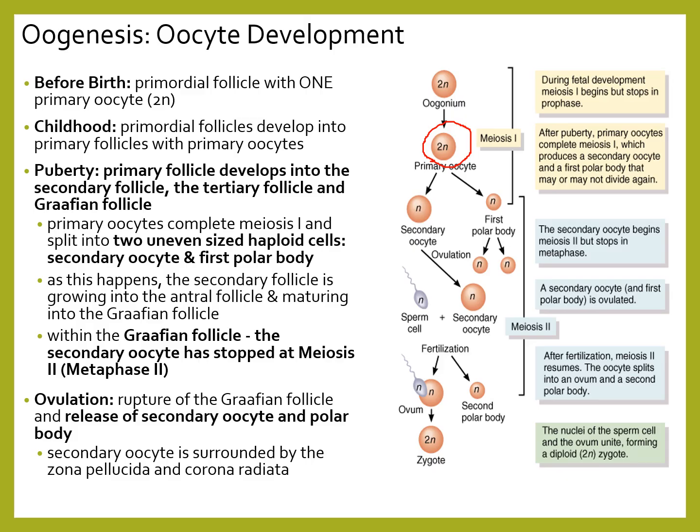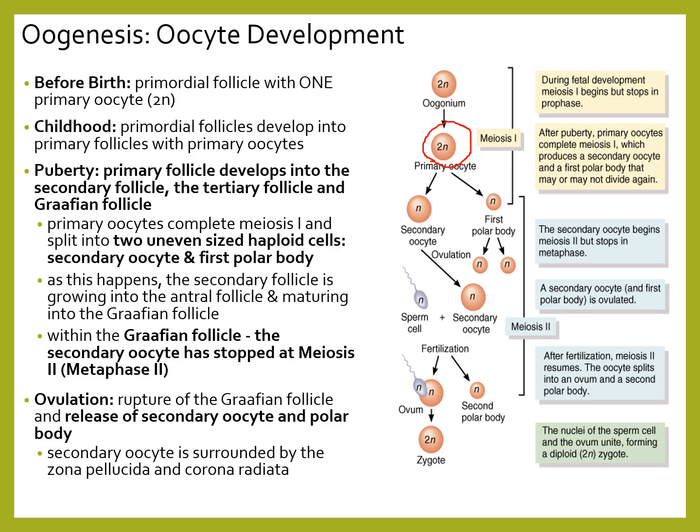Throughout childhood, our primordial follicles containing this primary oocyte are going to continue their development into primary follicles. So at puberty, you have primary follicles, each of which are containing a primary oocyte. Upon the onset of puberty, our primary follicle is going to begin its developmental stage into secondary follicle, the antral follicle, and then into the Graafian follicle, and the primary oocyte is going to attempt to complete meiosis. So let's concentrate on that.